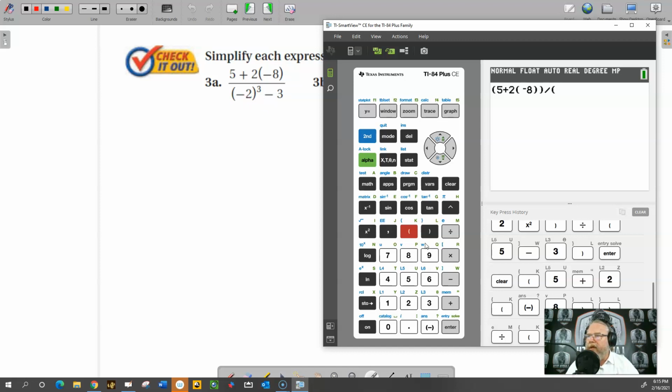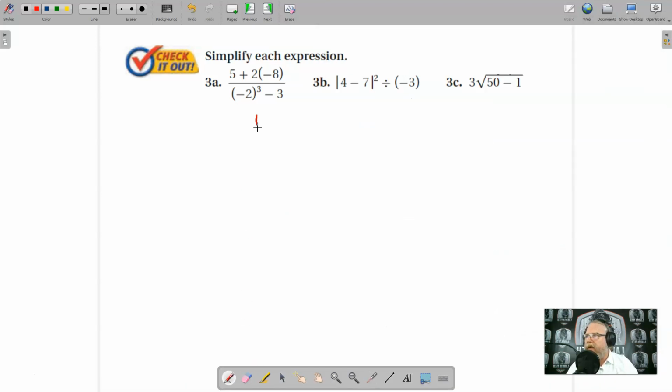Quantity of -2 cubed, so the quantity of -2, close the parenthesis. Let's raise that to the power of 3. I believe if I hit the over arrow to get out of that, there we go. And minus 3, and then close parenthesis. So you see that the denominator, quantity of -2 cubed, minus 3, close the parenthesis. Now I should be able to hit enter, and the answer here is 1. So let's go ahead and put that there. The answer is 1. We looked at absolute value on the example, so we'll go ahead and skip 3b.